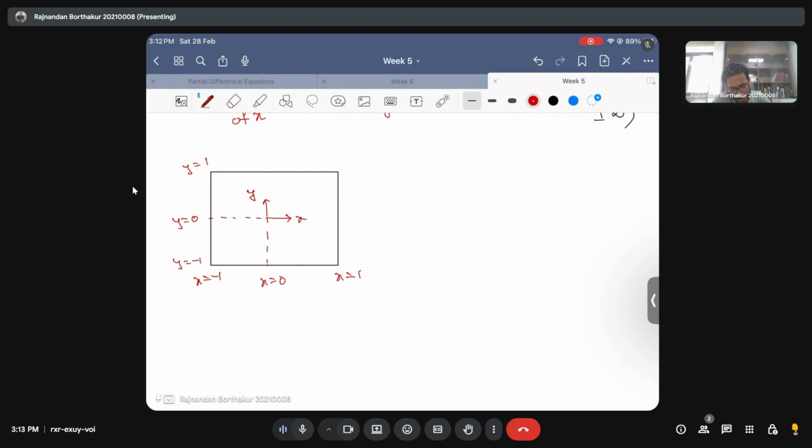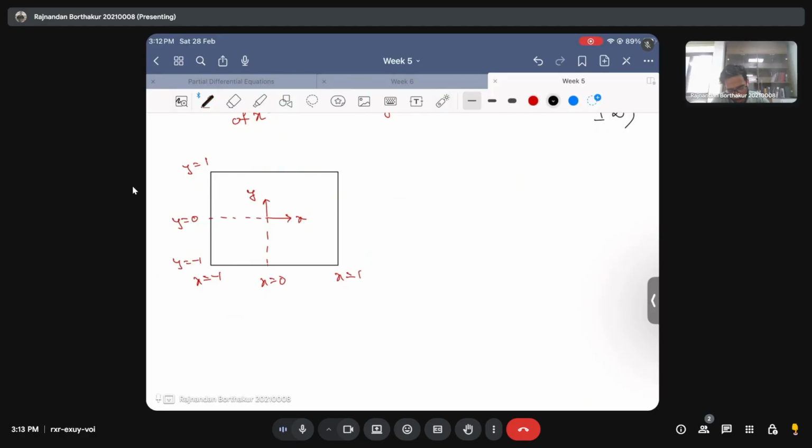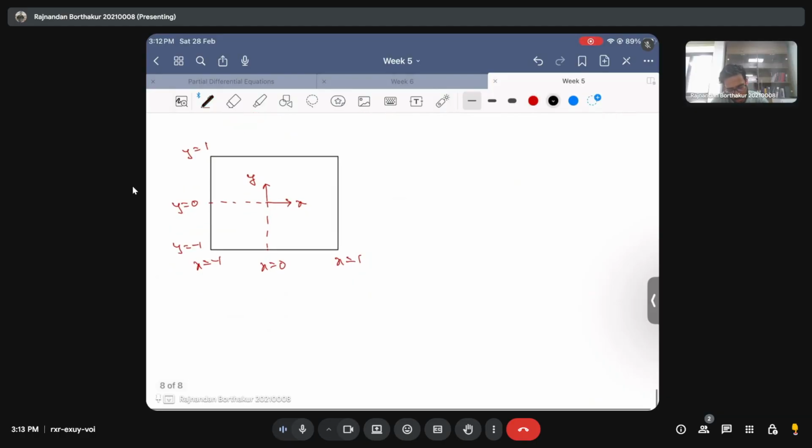Since the variables are non-dimensional, we are only interested in non-dimensional quantities. So what we said is that one of the boundary conditions was that u. In fact, let's see the boundary conditions once again.